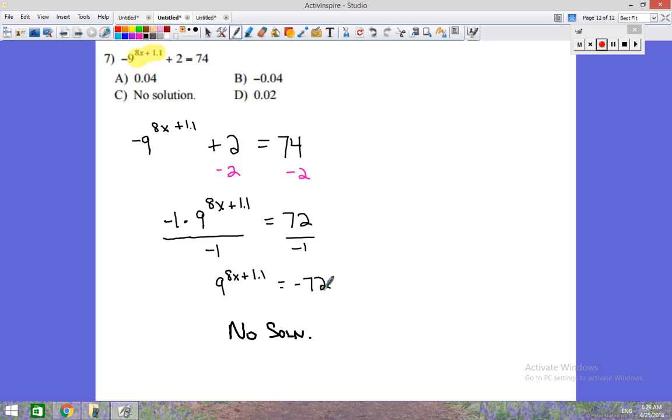Some calculators do recognize that you can use complex numbers, and that's beyond the scope of this course, but some of the calculators will give you an answer, and it has some i in it, and a better answer than no solution may be to say no real solution. So here, this no solution, if they would have said no real solution. All right.